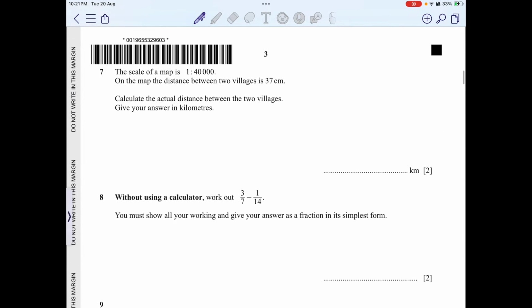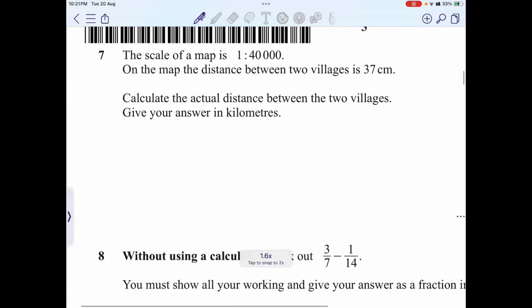Moving on. The scale of the map is 1 to 40,000. On the map, the distance between the two villages is 37 centimeters. Calculate the actual distance between the two villages and give your answer in kilometers. Now, the scale basically means that if there's a 1 centimeter distance on the map, how much is it equivalent to in real life? So 1 centimeter is 40,000. So if it's 37 centimeters, we're going to multiply it by 40,000.